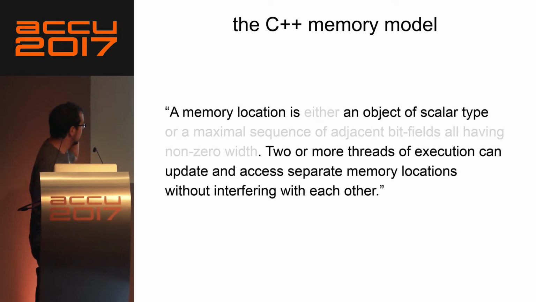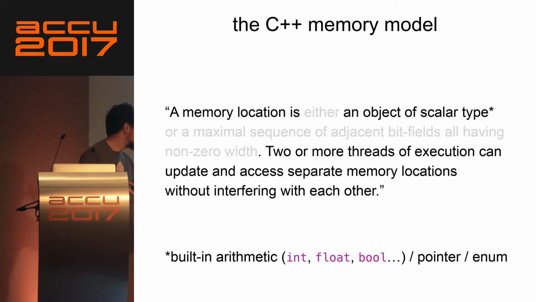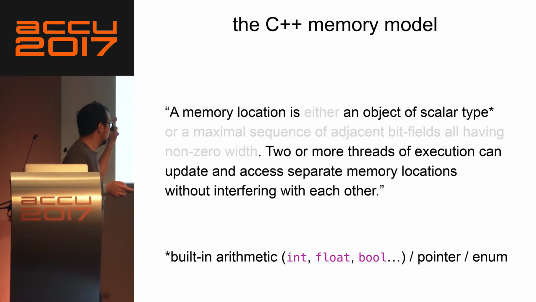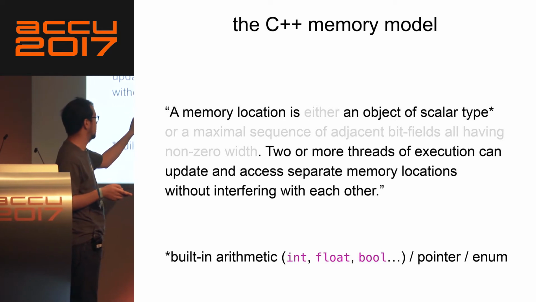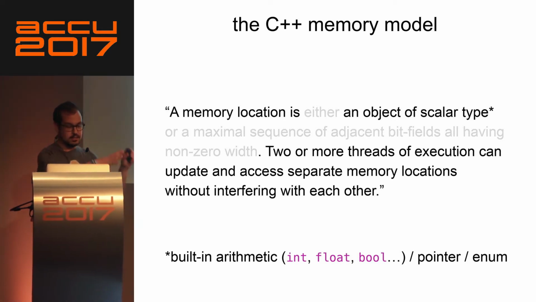So the standard says a memory location is an object of scalar type, which, by the way, means one of the built-in numeric types or a pointer or an enum. So that's a memory location. And 2 or more threads of execution can update and access separate memory locations without interfering with each other. So that's really the main sentence from the standard on the memory model.